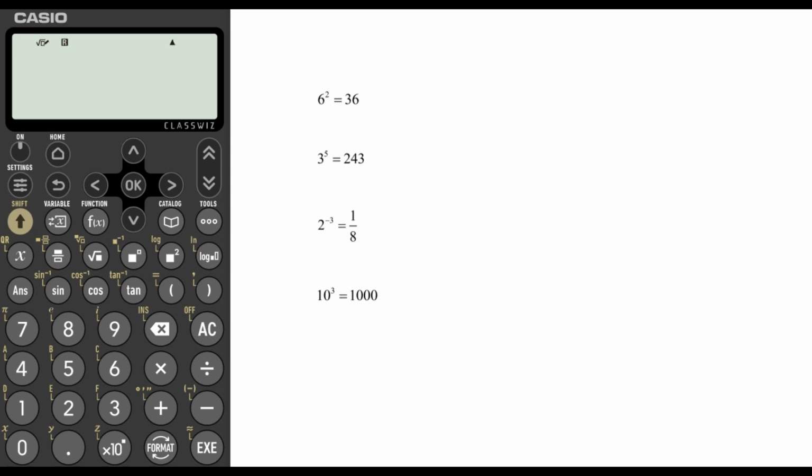Let's take a look at another example. Suppose we want to find the reciprocal of 5. The reciprocal function is a gold function. We have to press shift, then the nth power button. We have 5 to the negative 1 power. It turns out we get 1/5.